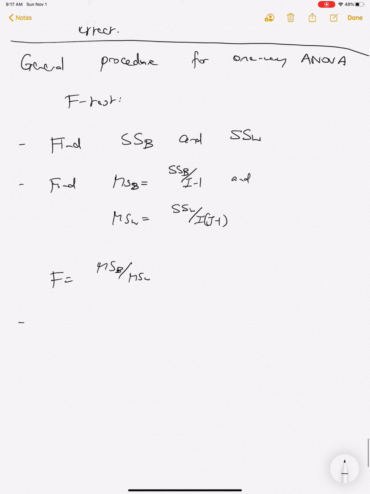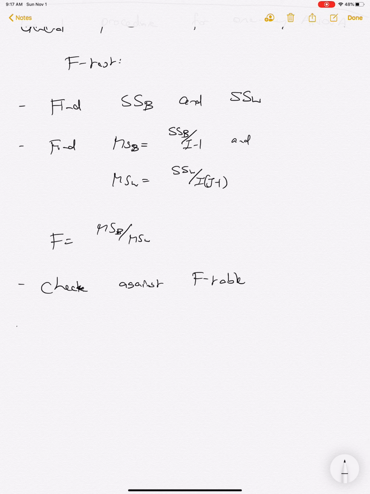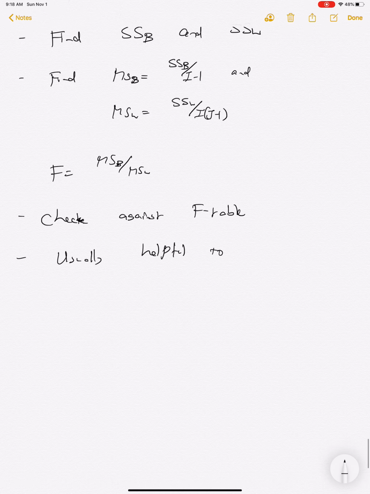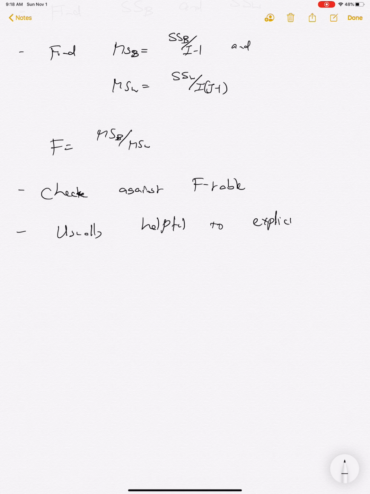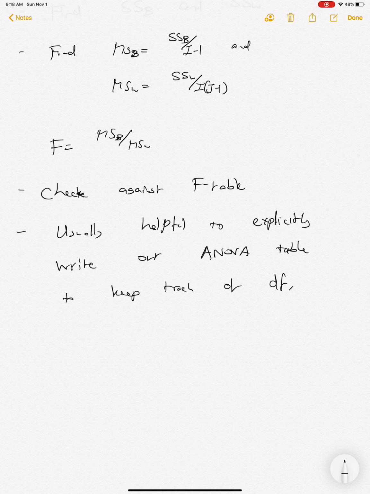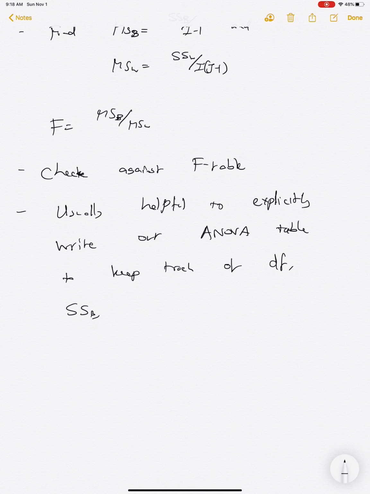And then check against an F table. It's usually helpful to explicitly write out the ANOVA table to keep track of degrees of freedom, SSB, SSW, etc. Okay, so that's the general procedure for dealing with one-way ANOVA.